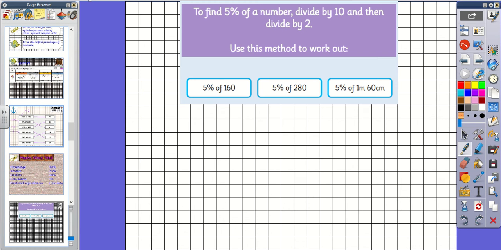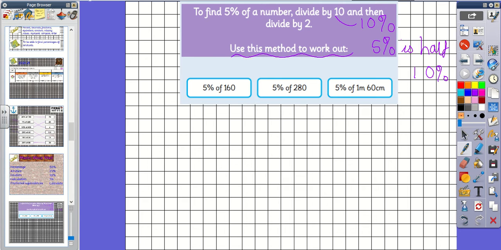So it says on the board, to find 5% of a number, you need to divide by 10 and then divide by 2. So we know if we divide by 10, we are finding 10%. And then we know that 5% is half of 10%. Okay, so what we are going to do then, we are going to use this method to work it out.